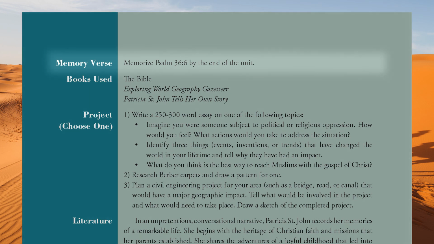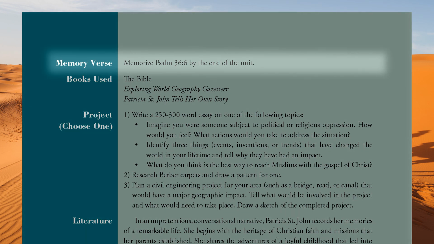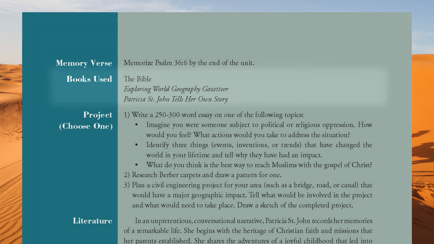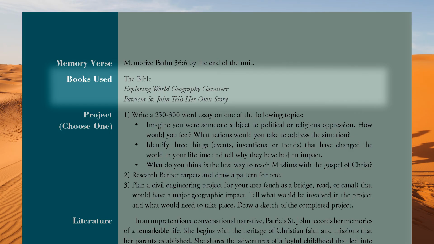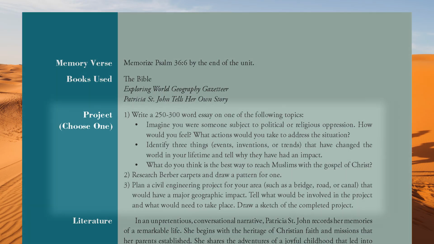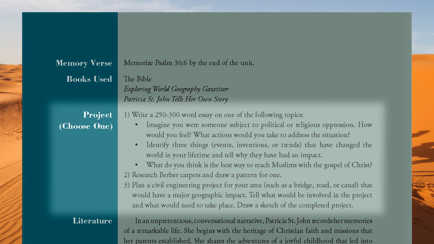First, there is a Bible passage to memorize during this unit, and then a list of books the student needs during the unit. Next are options for a writing project, and 2 options for another kind of creative project related to this unit. Students choose 1 project per unit as part of their credit in English.